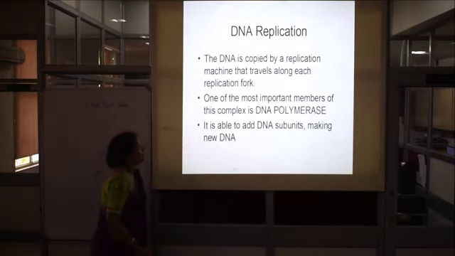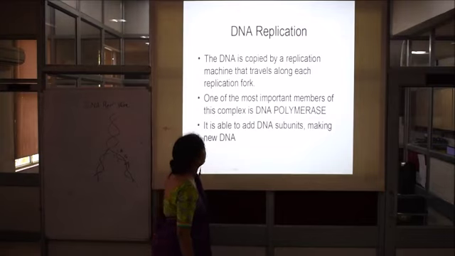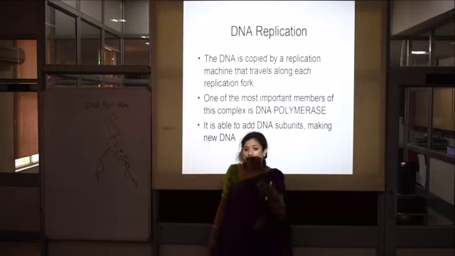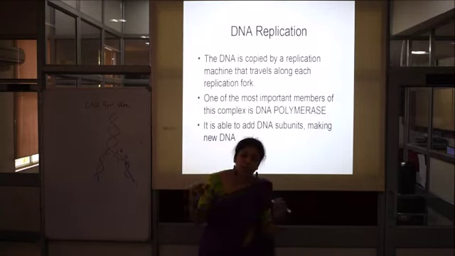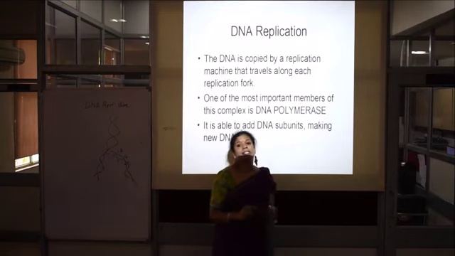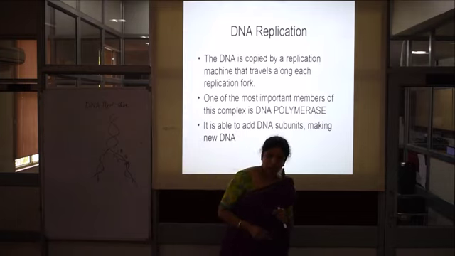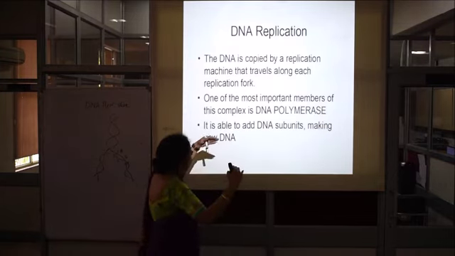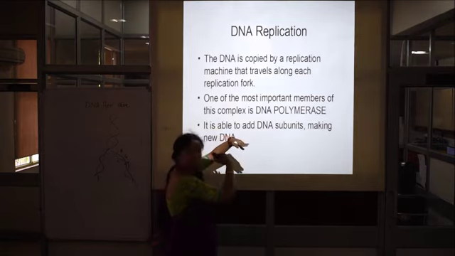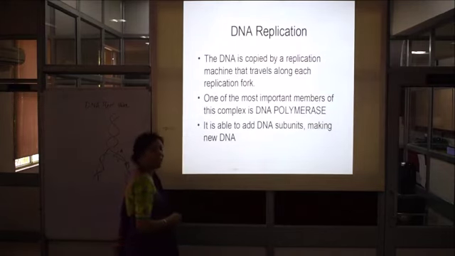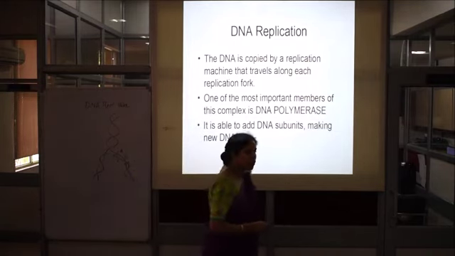Now, what is DNA replication? DNA is copied by a replication machine that travels along each replication fork. Why a fork? When the DNA template opens at the origin of replication, since DNA replication takes place in the 5' to 3' direction, the strands travel along the parent strand and are replicated along it. That particular structure has been named the replication fork.